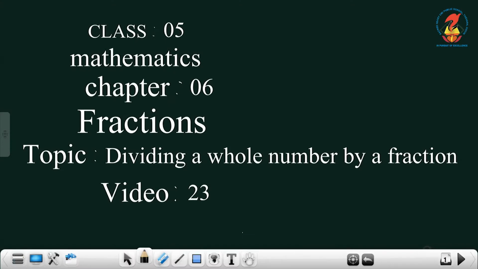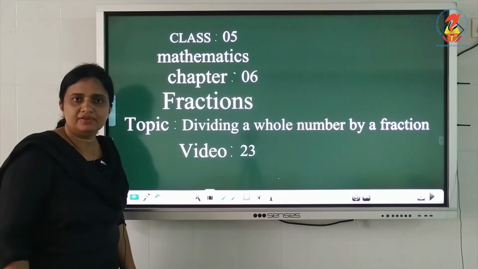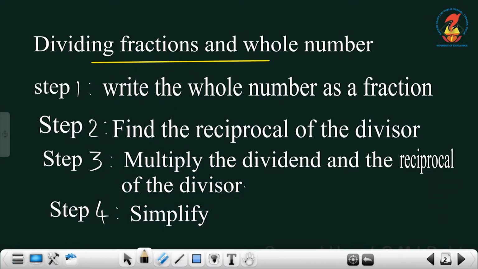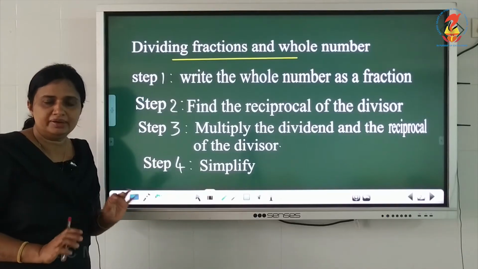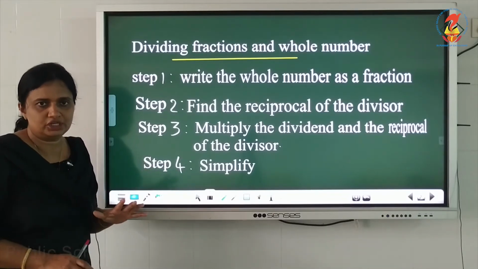Dear children, let us continue with the same new topic, that is dividing a whole number by a fraction, right? Okay. And dividing fractions and whole numbers, right? How? Four steps are there. The first step is to write the whole number as a fraction. Whatever the whole number is in the question, you need to change it into what? That is a fraction only, right?